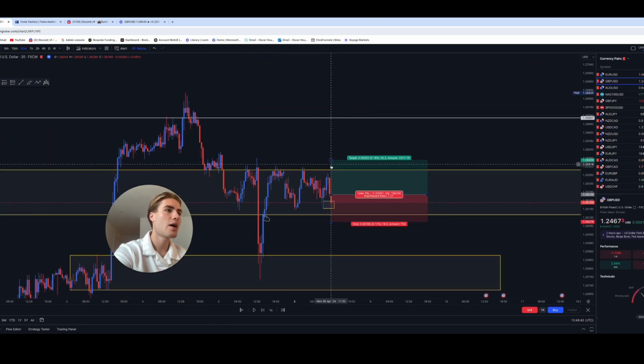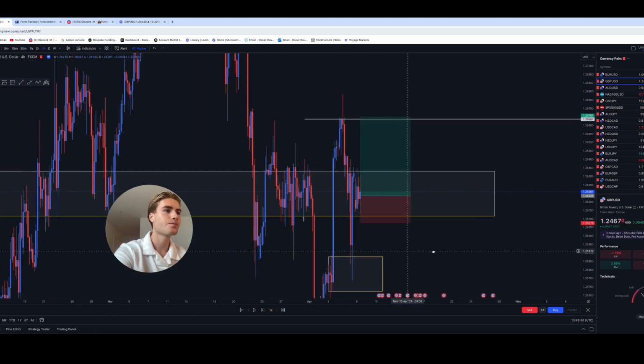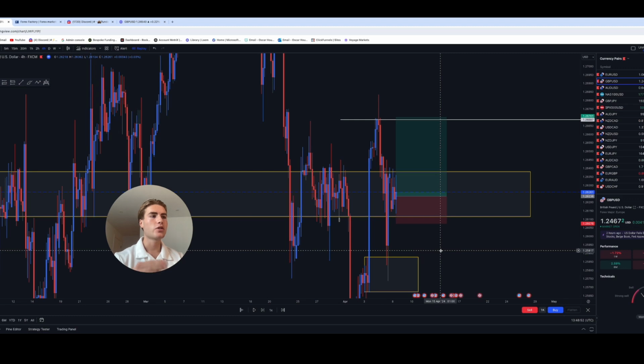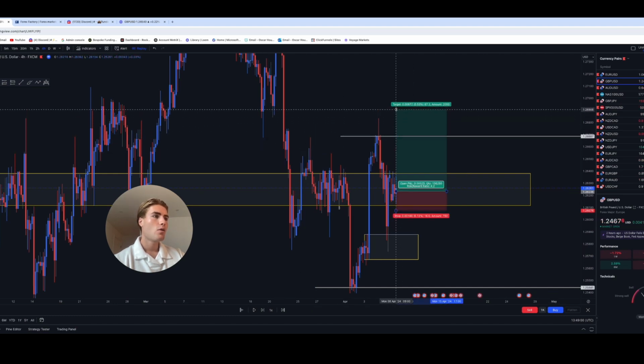So in real time, I was in at this point here. Scale up to the 4 hour. Being a swing trading strategy, you want to be making your stop loss as small as possible, getting the best risk to reward. So for me, it was a 1, 2.